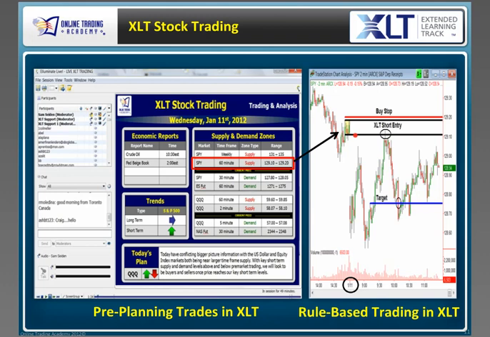Let me look back here. Okay. Yeah, so as far as targets go, if we're selling at supply, our target's going to be our nearest opposing demand level, and vice versa.